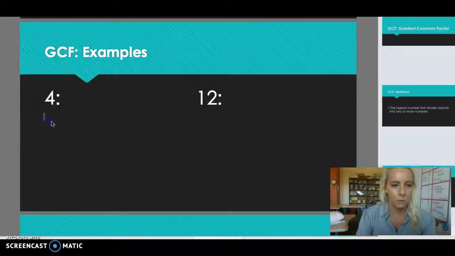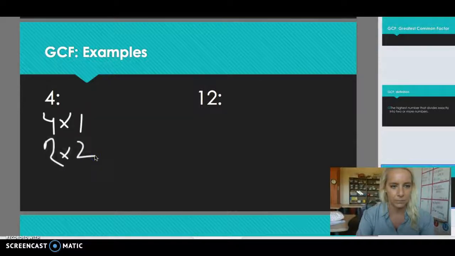Well, I know that 4 times 1 gives me 4. And I also know that 2 times 2 also gives me 4. So the factors of 4 are 4, 1, 2, and 2.